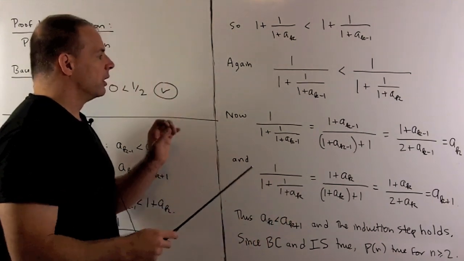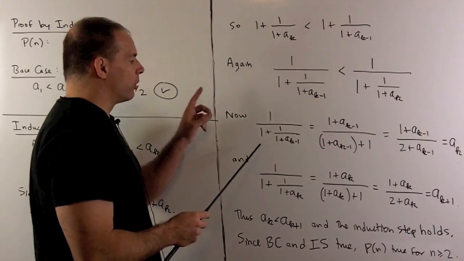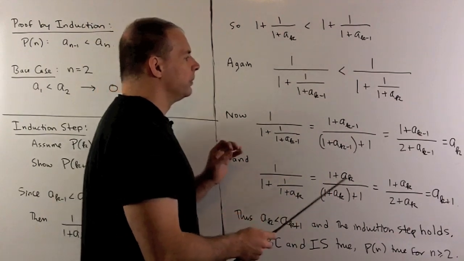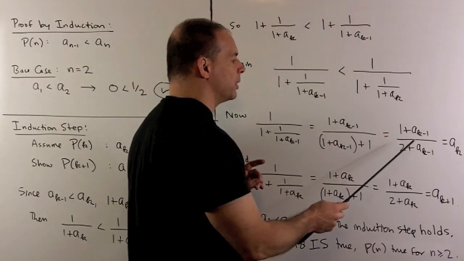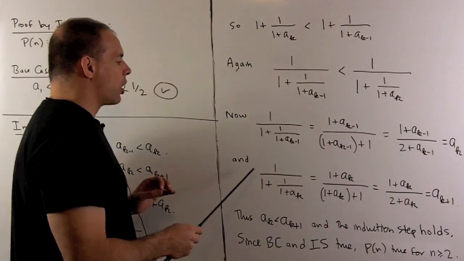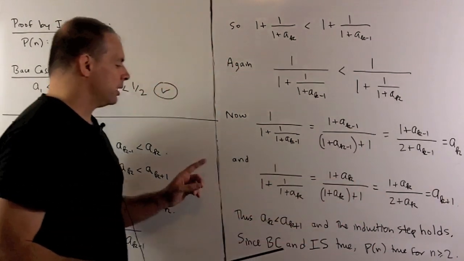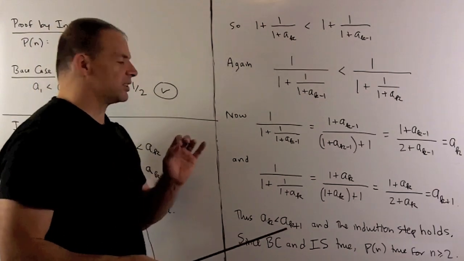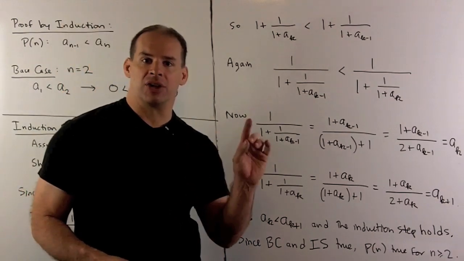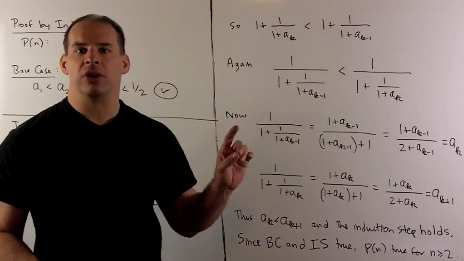Now, to finish, we just unravel each of these terms. Here I'm going to multiply denominator and numerator by 1 plus a sub k minus 1. That's going to give us 1 plus a sub k minus 1 over 2 plus a sub k minus 1, which is a sub k. A similar trick turns our right-hand side into a sub k plus 1. Now, that means a sub k is less than a sub k plus 1, and that's our induction step. Since the base case and the induction step are true, that means our statement, P of n, is true for all n greater than or equal to 2.